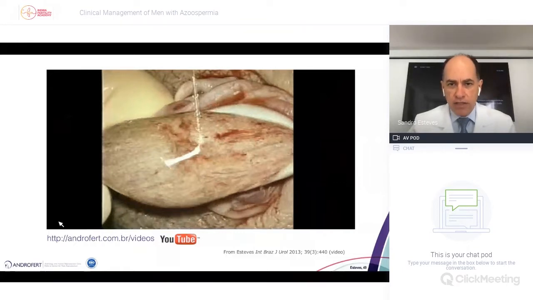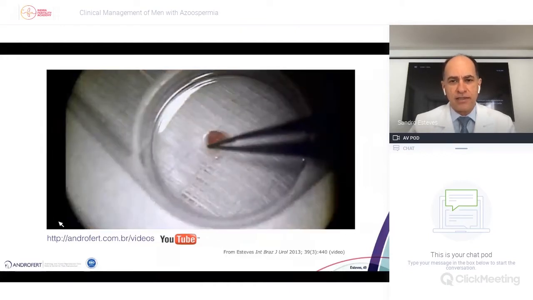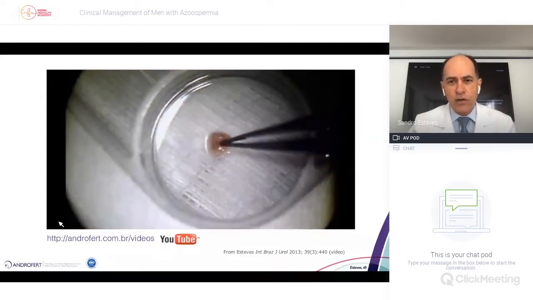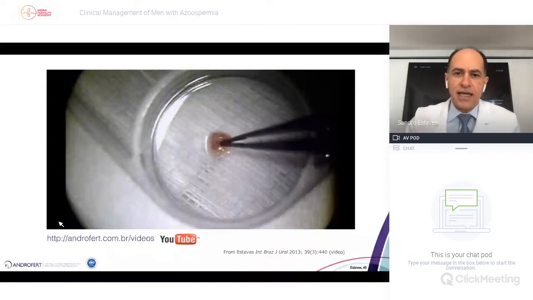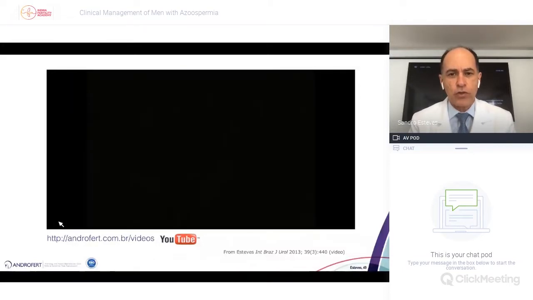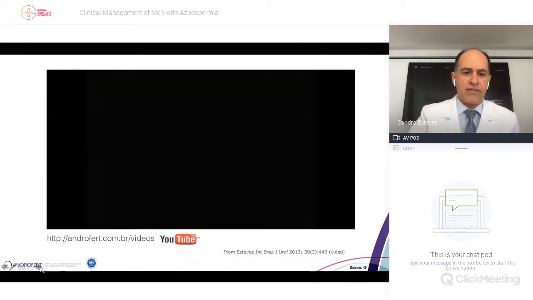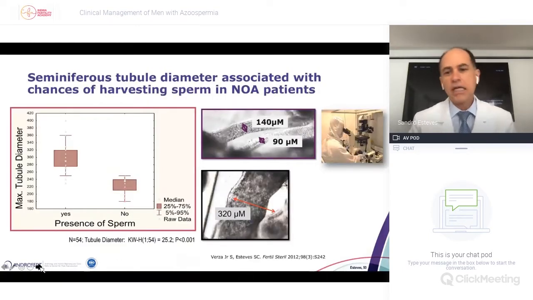And here you can see very easily a spot of enlarged seminiferous tubules that will be more likely to have active spermatogenesis. We take that spot out, so it's a microsurgical guided testicular biopsy, and then we send these specimens for the IVF laboratory personnel to process, and they will be able to have a higher chance of finding sperm.